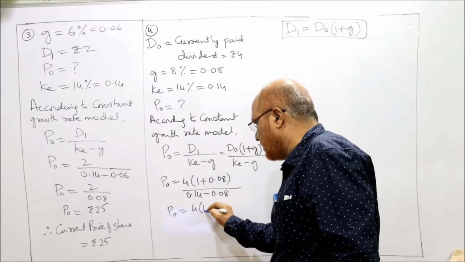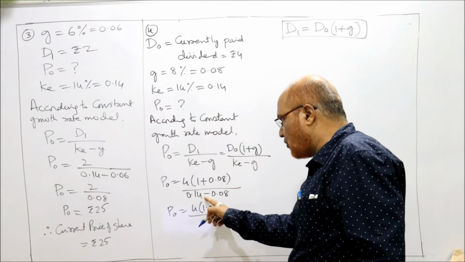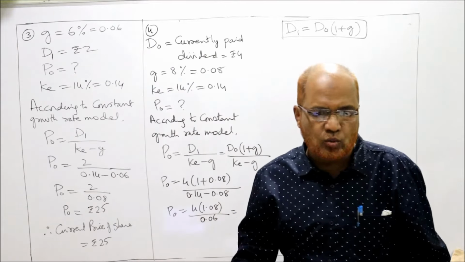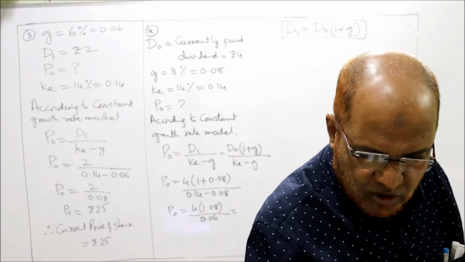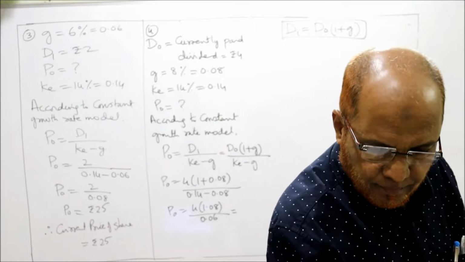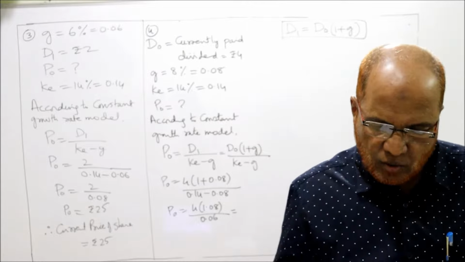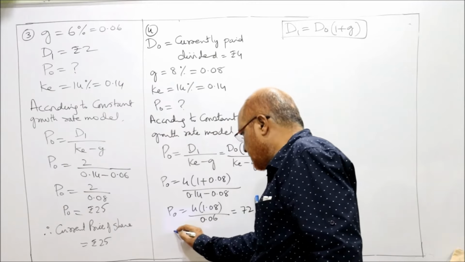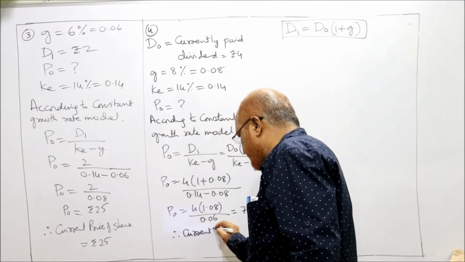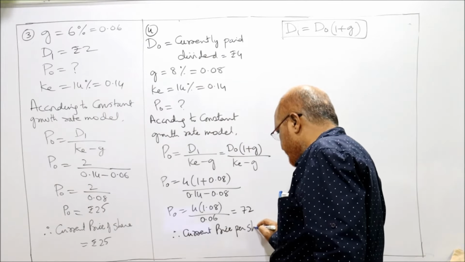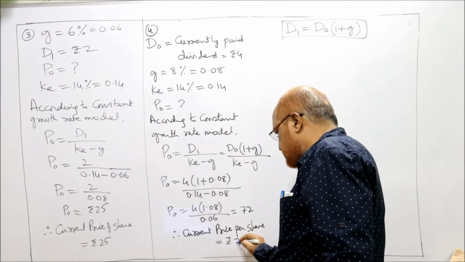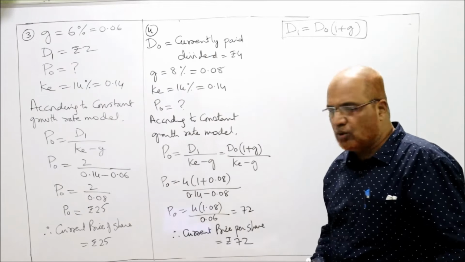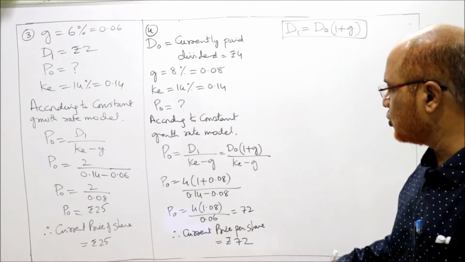P0 is equal to 4 into 1.08 divided by 0.14 minus 0.08, which is 0.06. How much will you get? 4 into 1.08 divided by 0.06, you will get 72. Therefore, the current price per share is equal to rupees 72. Divide and multiply: 4 into 1.08 divided by 0.06, you will get 72 rupees. 72 rupees is the current market price.